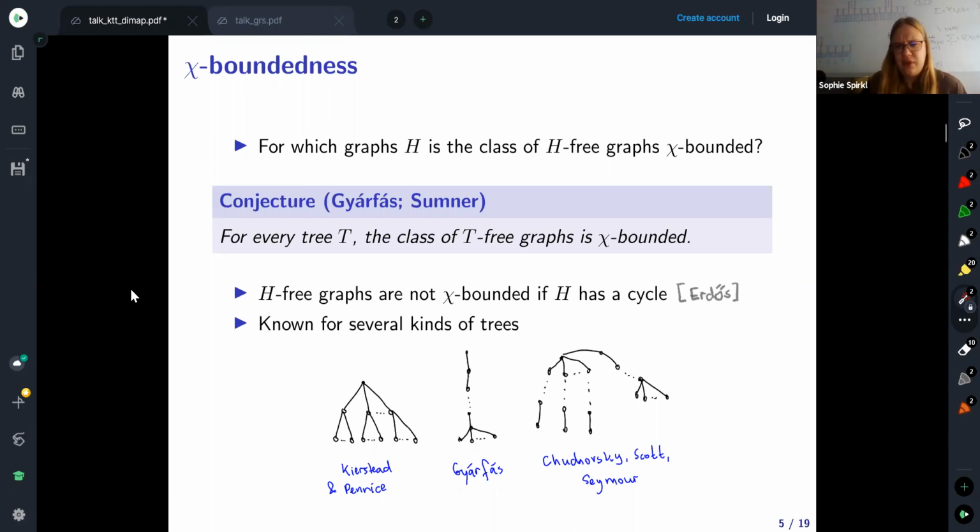And this conjecture is known for several kinds of trees, and I drew a few examples for you here that kind of give some of the most interesting classes of trees that this is currently known for, but in general, it's still open.